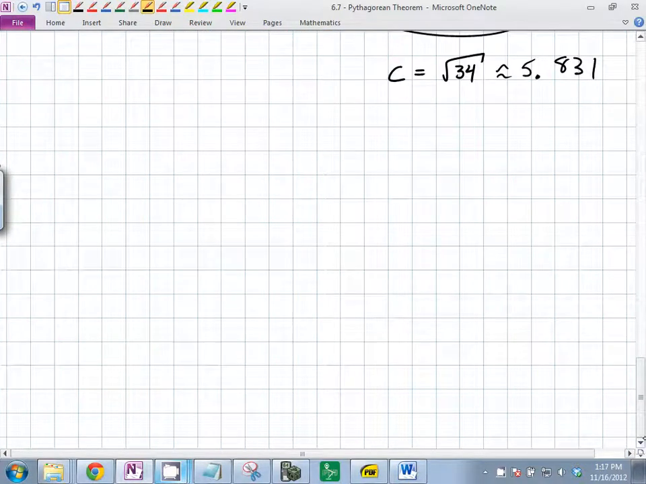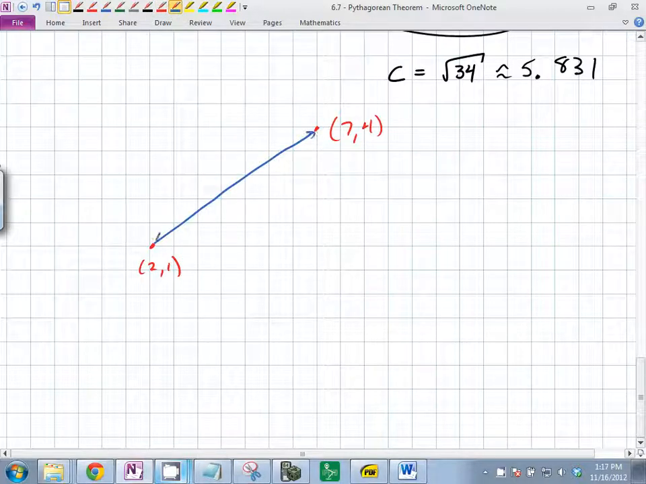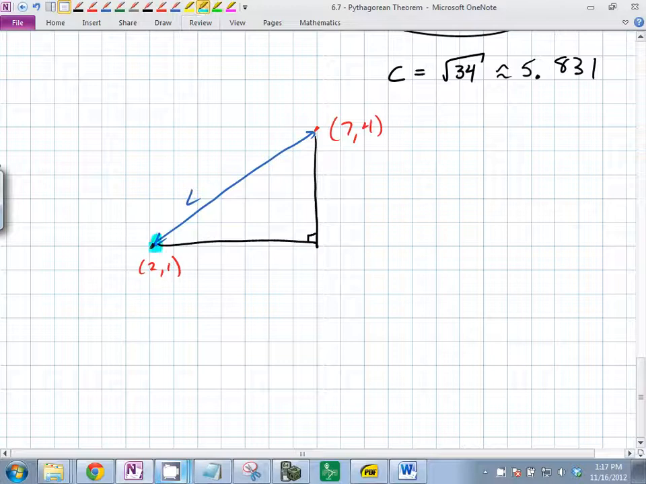Let's try another example. Let's say the first point was 2, 1, and the other point was 7, 4. And we want to measure this distance right here. This is our c value. So draw in your legs to make it a right triangle. What's the distance from here to here? The blue distance right there.